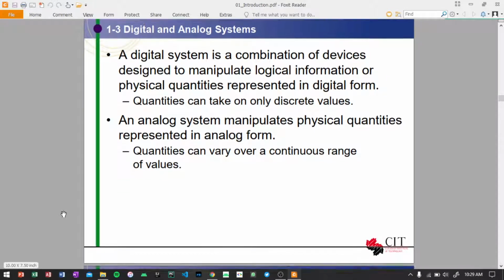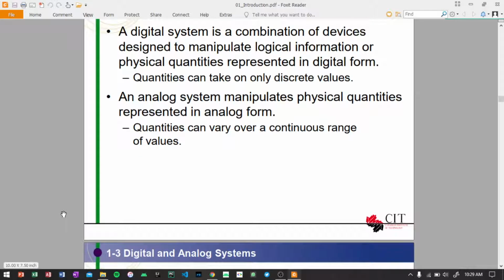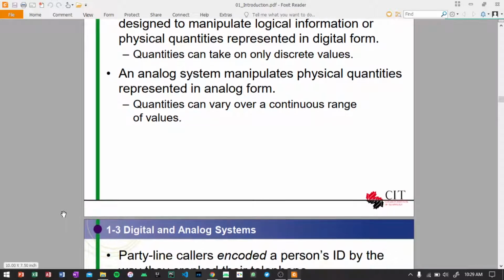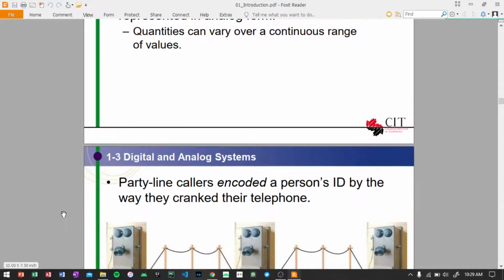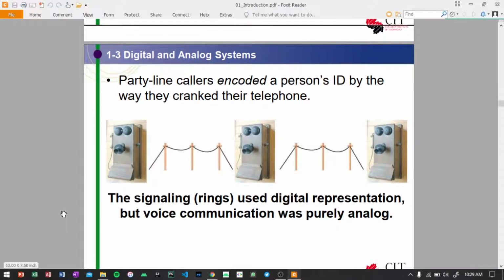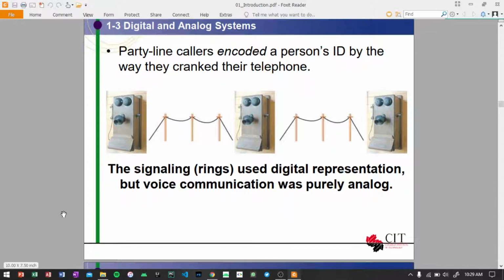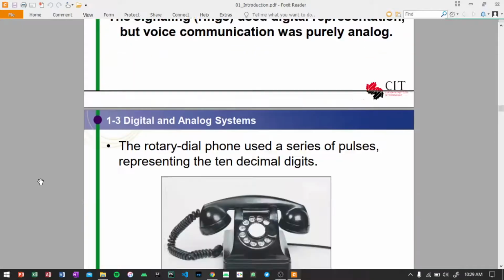An analog system manipulates physical quantities represented in analog form, and the quantities can vary over a continuous range of values. With party line telephones, callers encoded a person ID by the way they cranked their telephone. The signaling rings use a digital representation, but voice communication was pure analog. You see the representation.